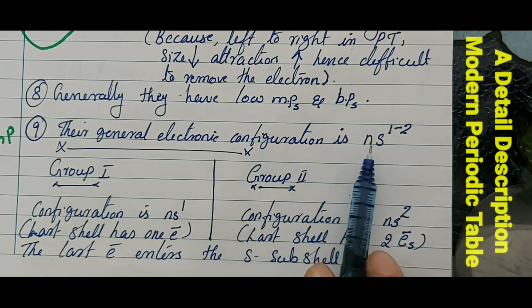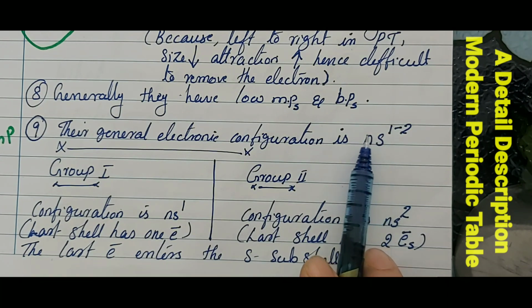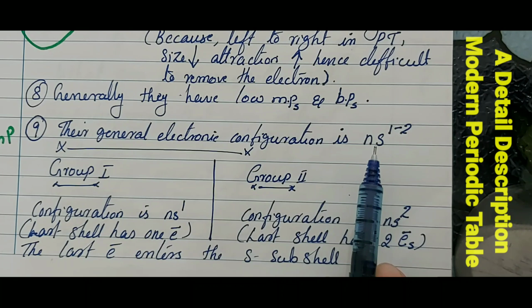Now in detail, what is this ns1 to 2? N is the principal quantum number. We studied this in the 2nd chapter. It indicates the shell in which the electron is present. So 1 means K shell, 2 L shell, 3 M shell, and 4 N shell.